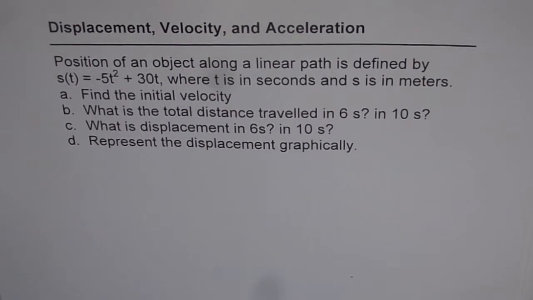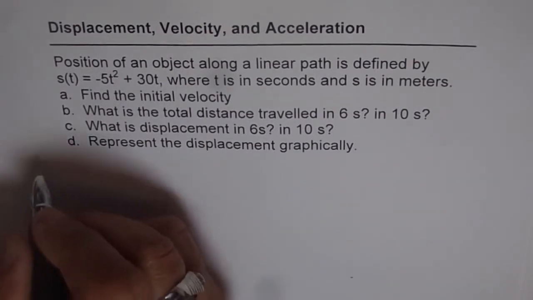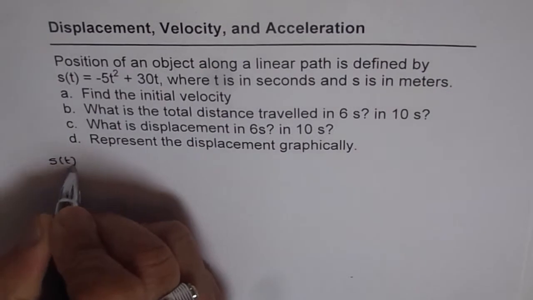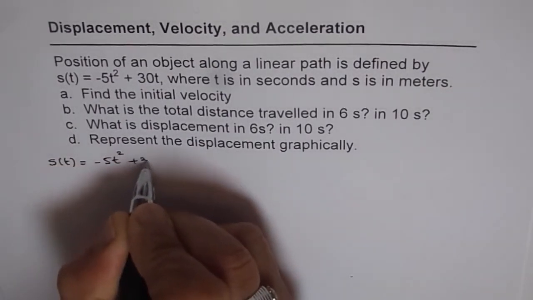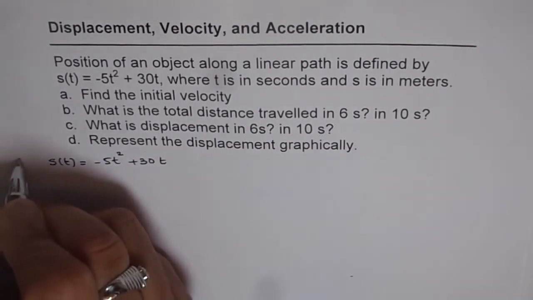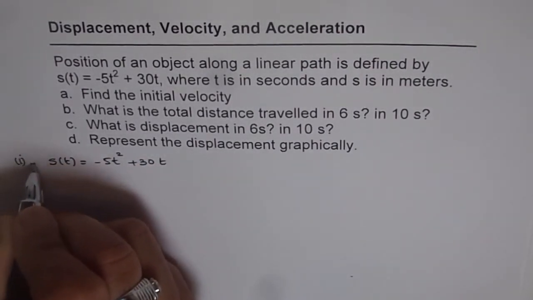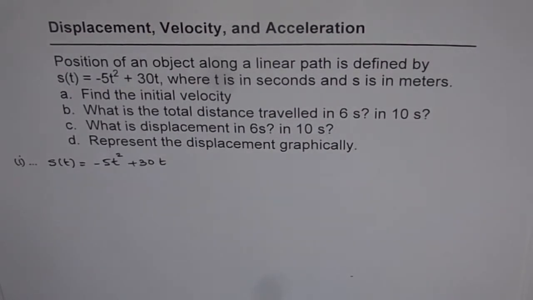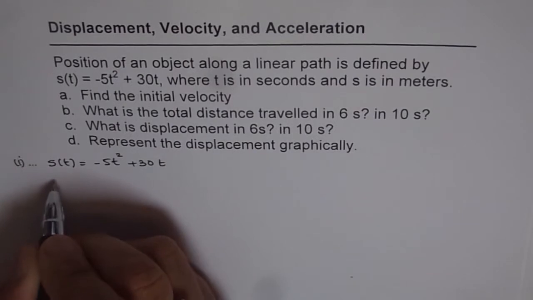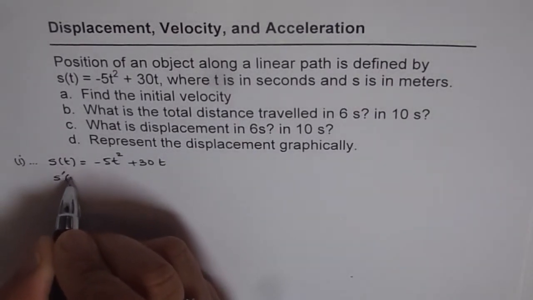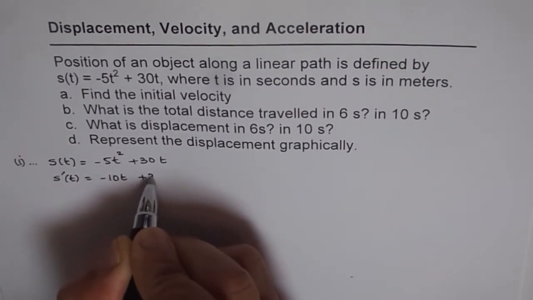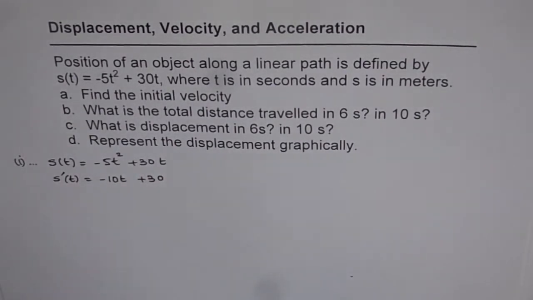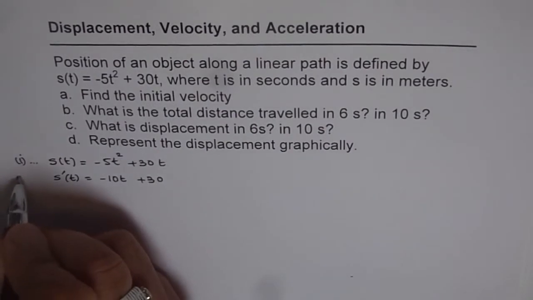Correct. So let's try to answer this question now. So s of t is given to us, and s of t is minus 5t square plus 30t. And this equation, let's call this equation 1. Now it says find initial velocity. So velocity is the derivative of displacement, and so we find the derivative of this equation, and what we get is minus 10t plus 30. And that is velocity, correct? So let's call this equation 2.